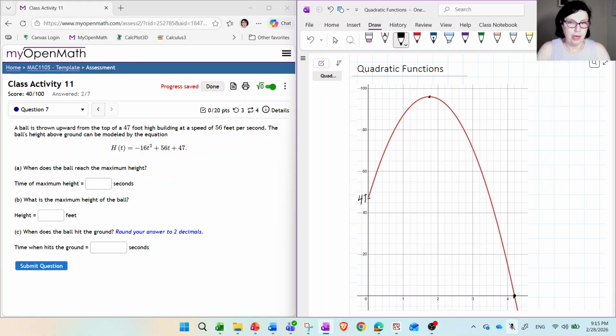Okay. And then we need to figure out a couple of things. First of all, when does the ball reach the maximum height and what is the maximum height? Okay, so to do that, we need to realize that the maximum height is going to happen at the vertex of this parabola, right? Because we already know that that's the largest value. And how do we find the vertex? Well, let's go ahead and do that.